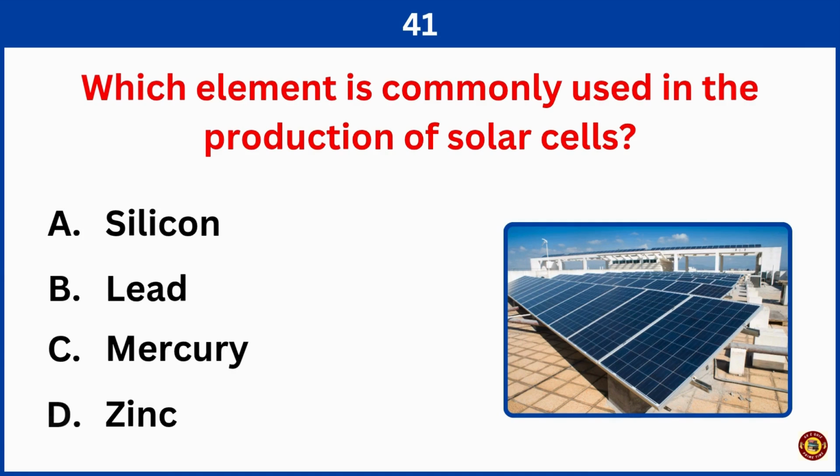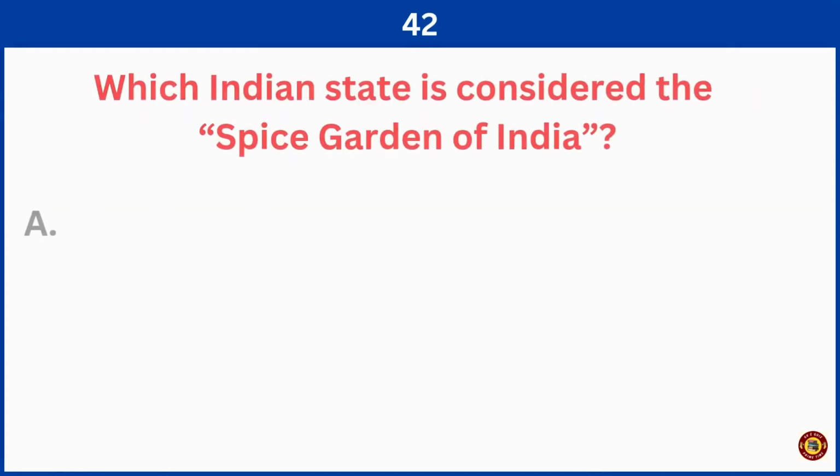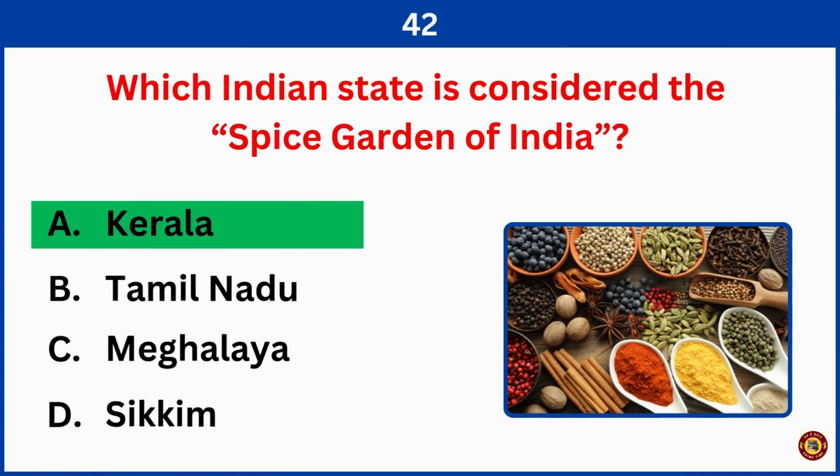Which element is commonly used in the production of solar cells? Right answer is option A, silicon. Which Indian state is considered the spice garden of India? Correct answer is option A, Kerala.